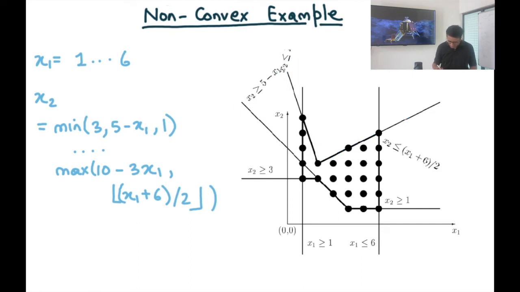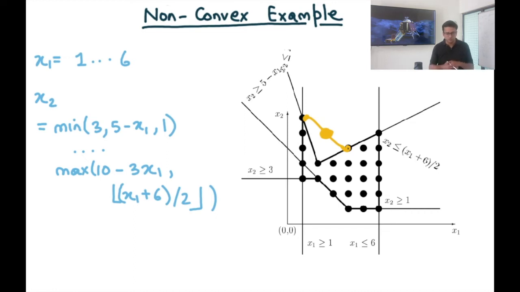So these different lines are basically representing all the linear constraints that I have. For example, x2 is greater than or equal to 1. That's coming from the 1 present here. Or x2 is less than or equal to (x1 plus 6) by 2, and that's coming from this constraint here, and so on. But notice that this particular polygon that I get in a 2D space is actually non-convex, because if I draw a line from, let's say, this point to this point, then there are some points in the middle that are not part of this polyhedron.